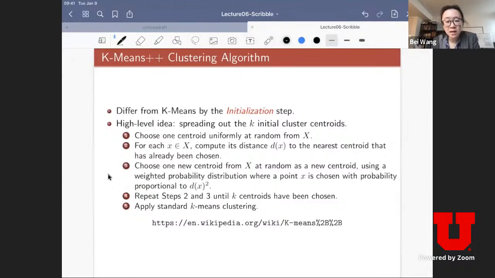Okay, and then again, you repeat steps until all the initial K centroids have been chosen, and you apply the standard K-means clustering. Okay, and K-means plus plus has been shown to perform pretty well. Again, this is a really bad link, but you can find it on Wikipedia to describe all the details, but really at the core of it is initialization.